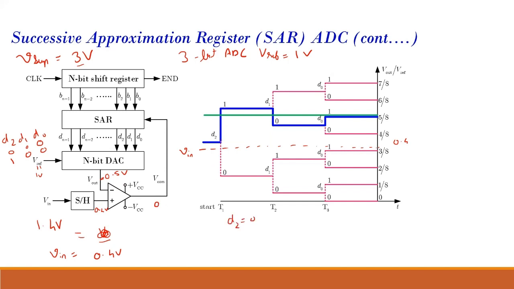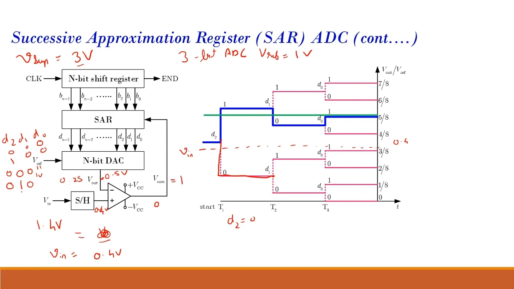So D2 will be set to 0, and the other bits remain as they are. Then in the next cycle, it will make D1 to be 1, and D2 and D0 will remain the same. So when this is 0, 1, 0, the output will be 0.25. And here the input remains 0.4. So 0.4 is greater than 0.25, so the comparator value will be 1.